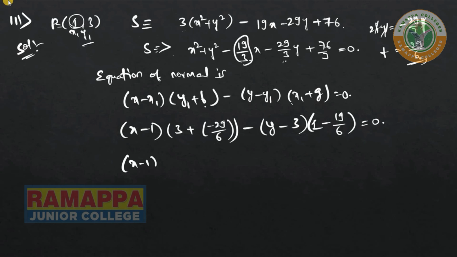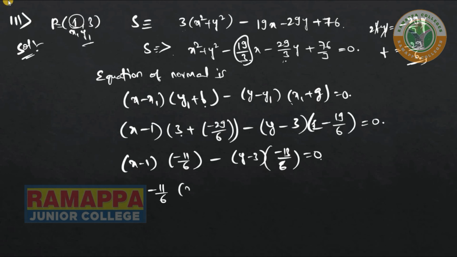From this, (x minus 1) into 6 3s are 18, 18 minus 29 is minus 11 by 6, it will become (y minus 3) into 6 minus 19, how much will it become? 6 minus 19 is minus 13, divided by 6 is equal to 0. Here we will write minus 11 by 6 into (x minus 1), and this minus into this minus is equal to plus, so (y minus 3) into 13 by 6 will come, it will become 0.